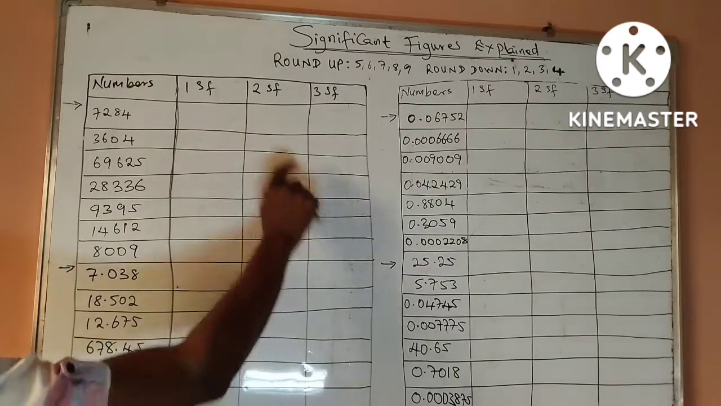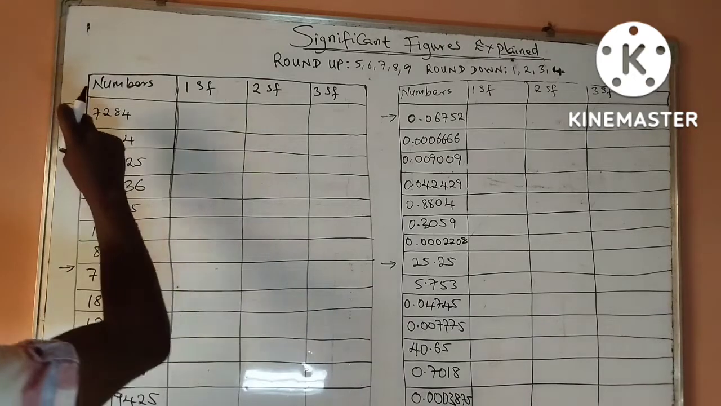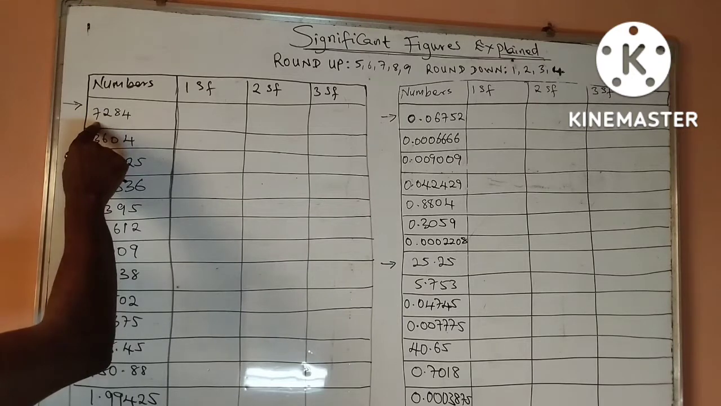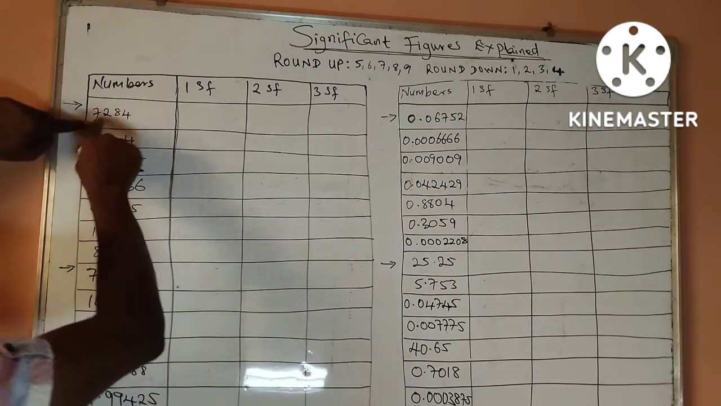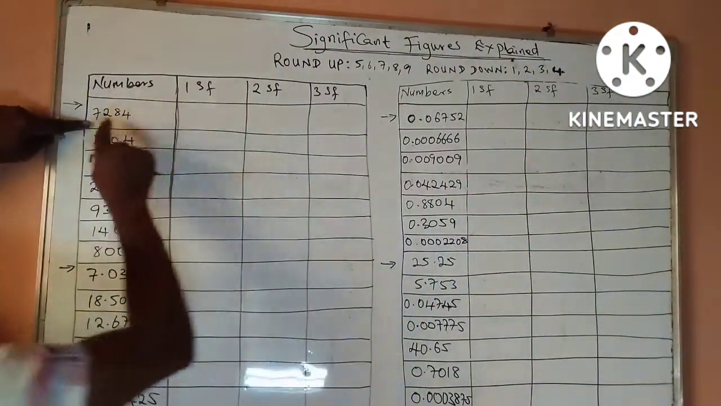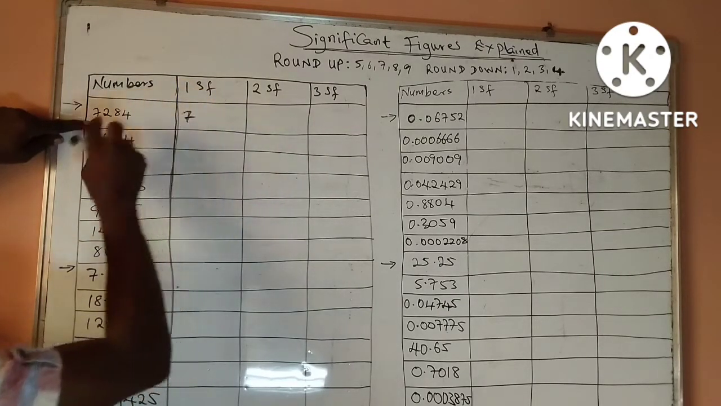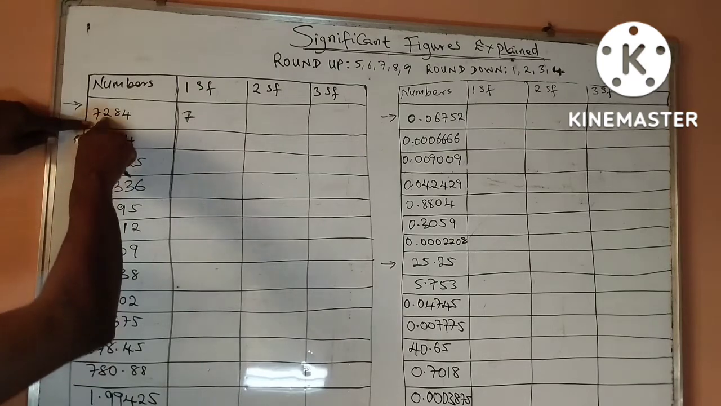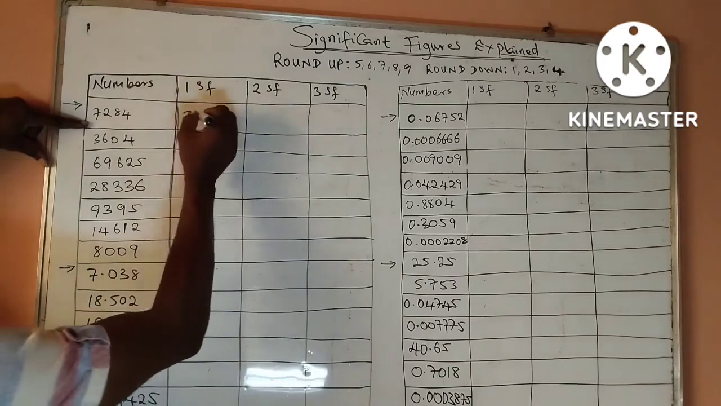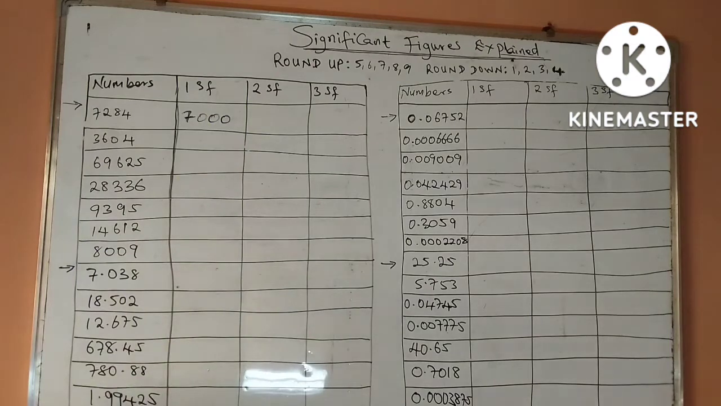7284 to one significant figure, two significant figures, three significant figures. One significant figure means the first digit that is non-zero, which is 7, and it is a whole number. The next digit is 2. This implies I will round down. Therefore, for the whole numbers, I will have 7. Rounding down means I fill the remaining digits with zeros, and that becomes 7000 to one significant figure.